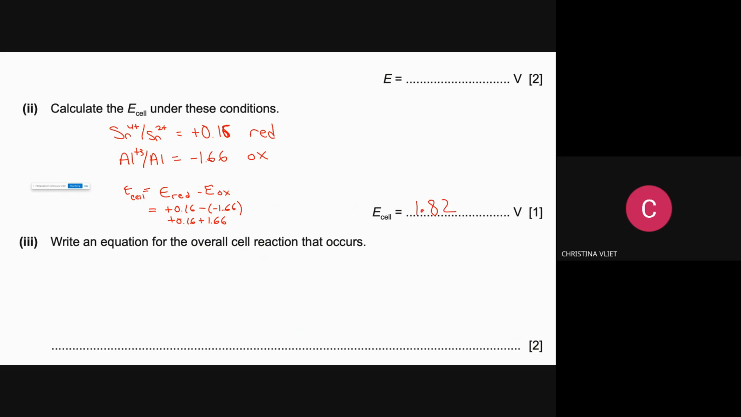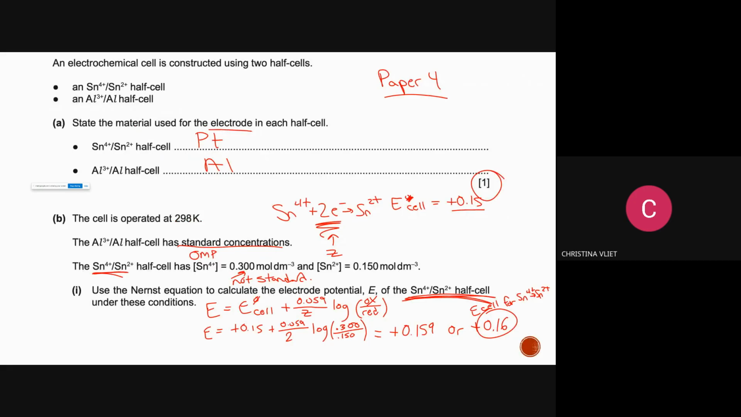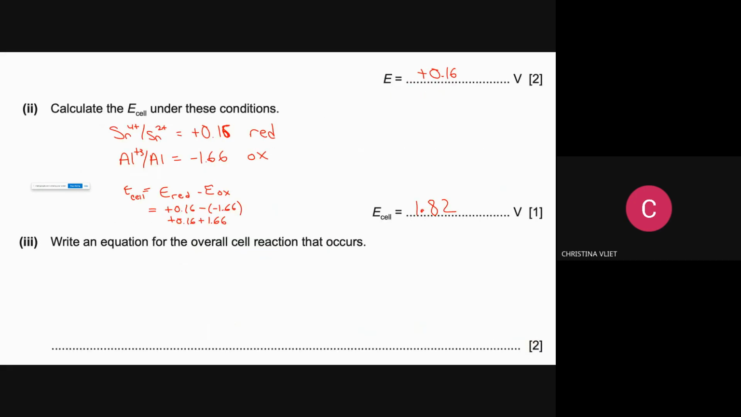Are we good with this? This right here was from the last question. Here, that was that one. Yes? Okay, overall cell reaction. So now we've got Sn4+ plus 2e- goes to Sn2+. And with the aluminum half cell, because that's an oxidation, we would do what with the reaction? Swap it. So it's aluminum goes to aluminum 3+ plus 3e-.